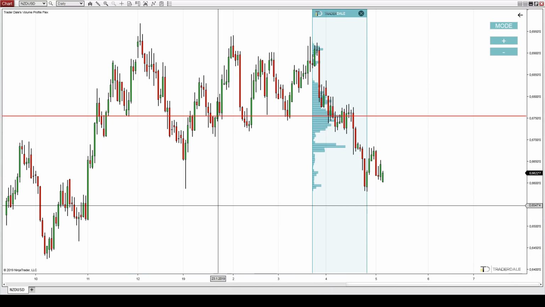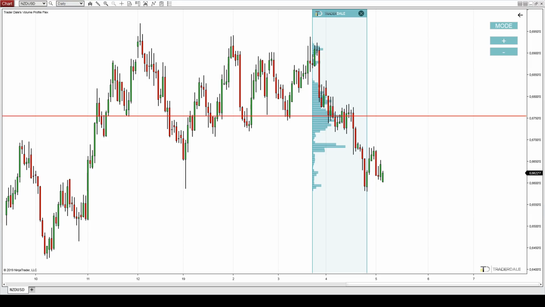And let's have a look at New Zealand dollar, US dollar. So this is a daily chart of New Zealand dollar, US dollar. As you can see, there was a strong selling activity, really strong one. And when there is a strong selling activity like that, or strong trend activity like that, I look for significant volume clusters. The first one was in here, but it got already tested. There was a nice reaction to it. So this level is already spent, but there's a second one.